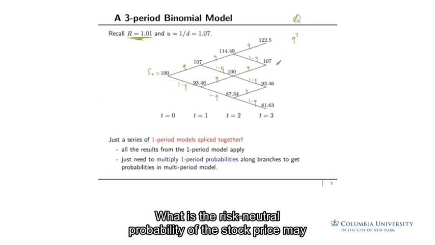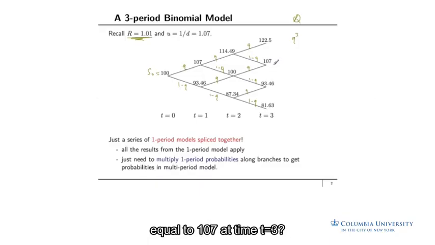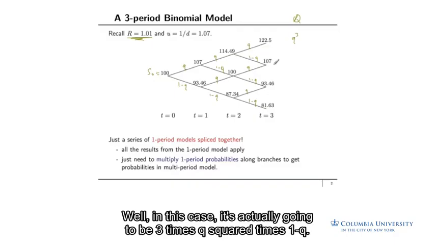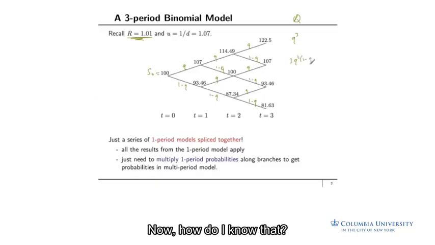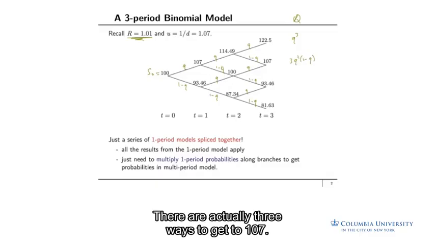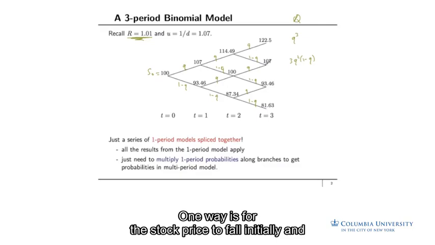How about at this point here? What is the risk-neutral probability of the stock price being equal to 107 at time t equals 3? Well, in this case, it's actually going to be 3 times Q squared times 1 minus Q. Now, how do I know that? Well, let's think about it. There are actually 3 ways to get to 107.